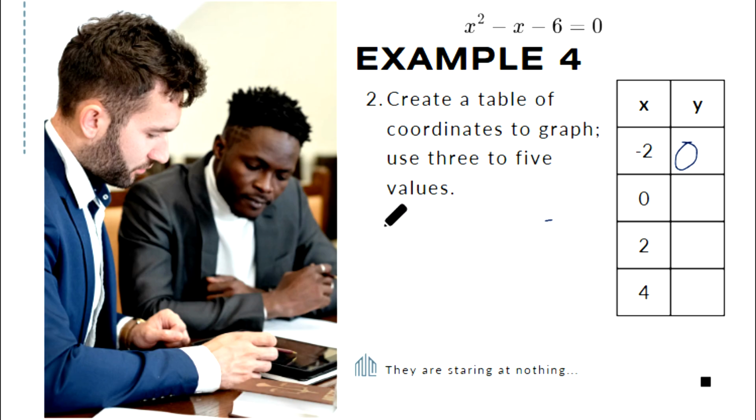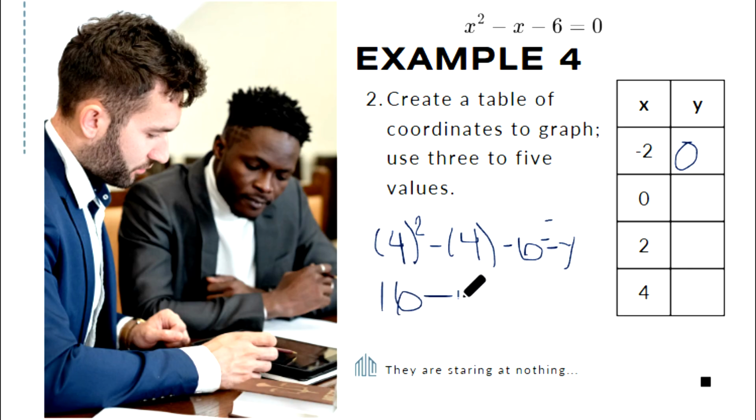We'll do 4. 4 squared minus 4 minus 6 equals y. 4 squared is, 4 times 4 is... I don't trust myself. Is it 16? I'm so tired. 4 times 4, yeah, I thought it was 64. I'm doing really well. Minus 4 minus 6.